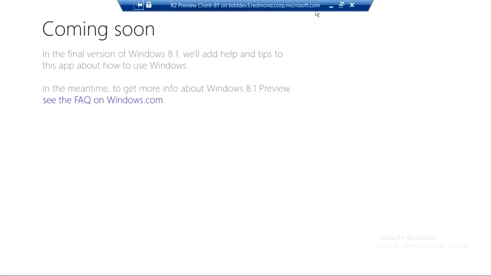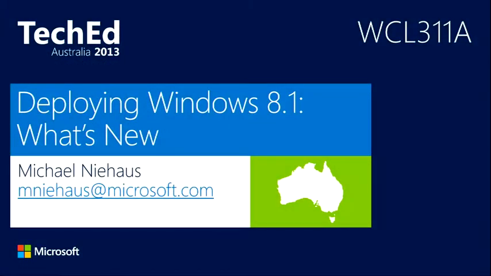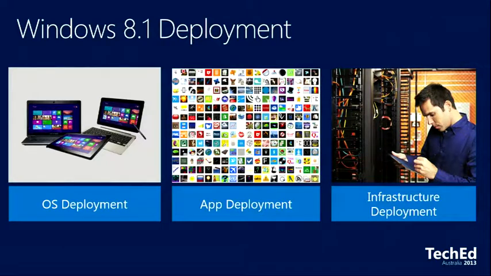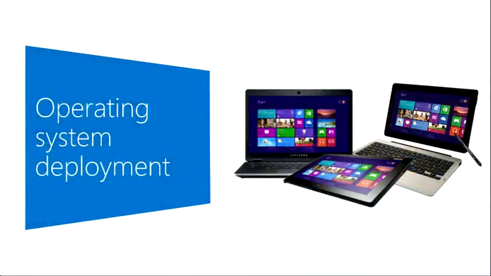Let's shift gears back to deployment and talk about some of the additional nuts and bolts. We want to go through a few different areas. We want to talk about operating system deployment, application deployment, infrastructure deployment, because really they're all kind of interrelated when we're talking about deployment. Let's start off with operating system deployment.